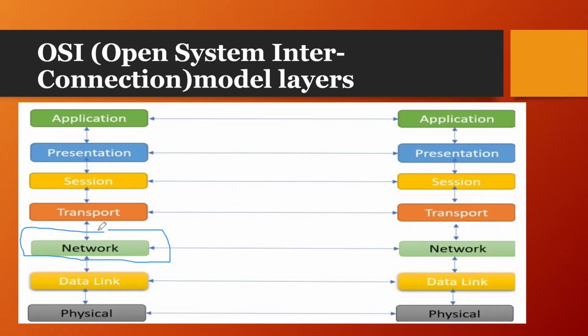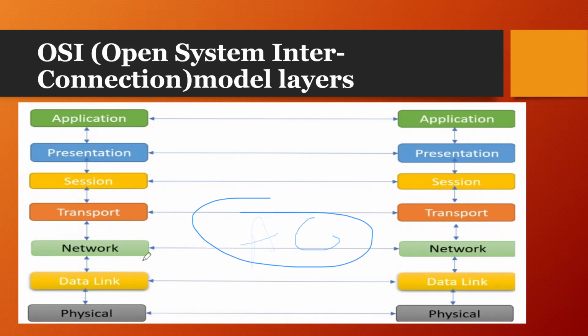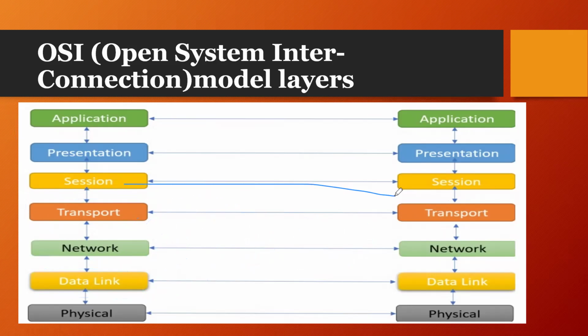The IP address comes in the network layer, and in the data link layer the MAC address comes. So if somebody asks in which layer the MAC address comes, it is the data link layer of the OSI model. The IP address comes in the network layer, and the port number comes in the transport layer. The session is built in the session layer.